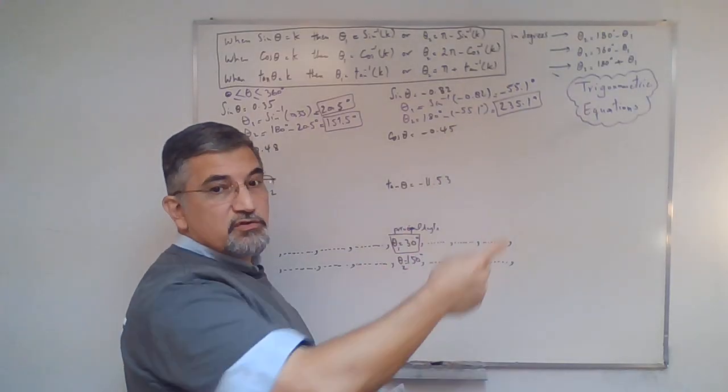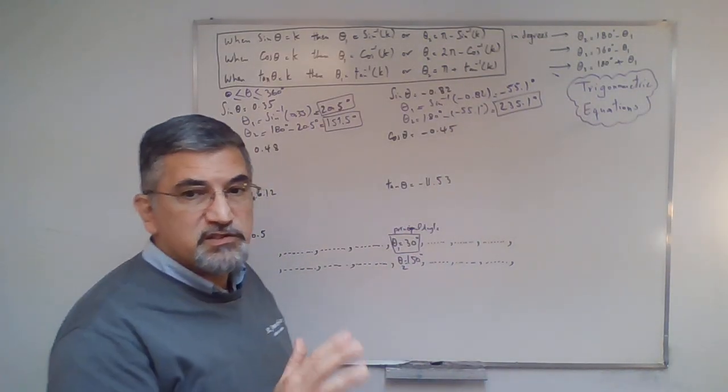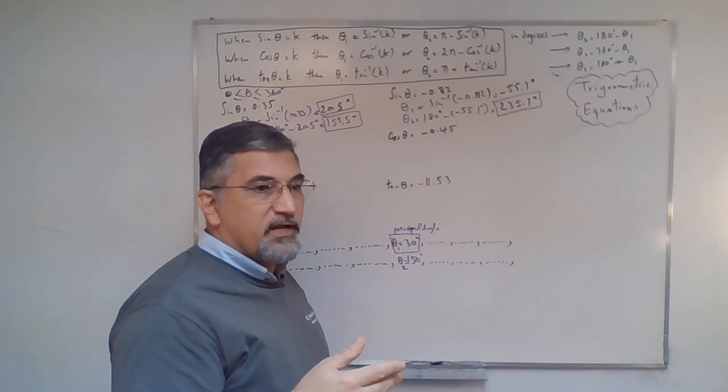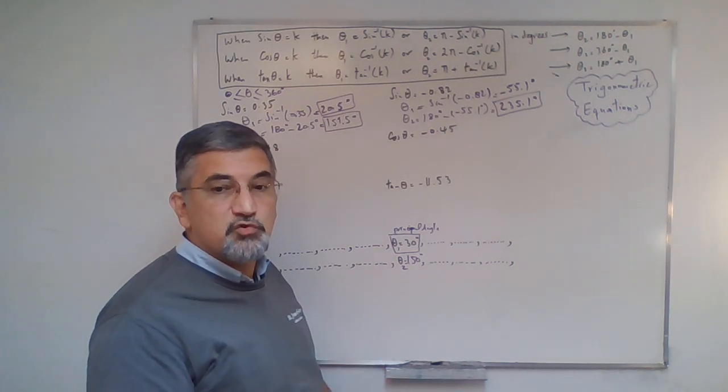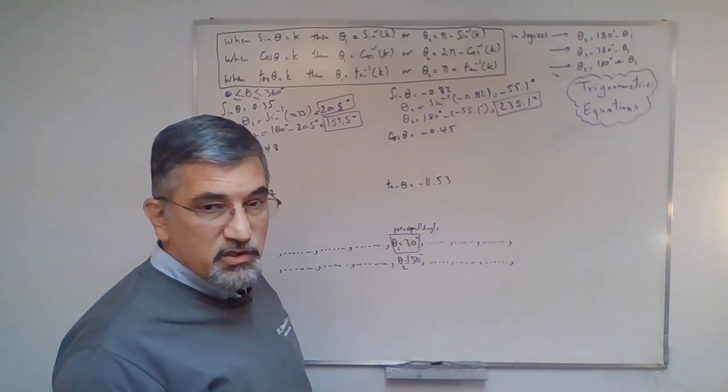So negative 55.1 is a correct solution to this trigonometric equation. I'm not saying no, but it's not admissible because it's not within the given domain. So you may say, okay, what am I going to do so that it would be within the given domain?